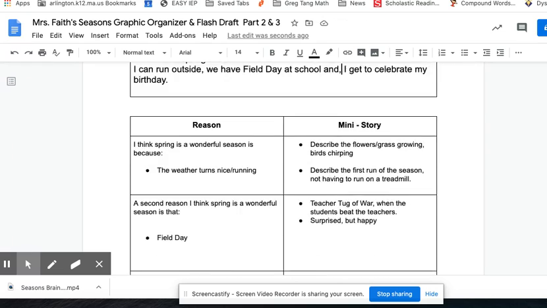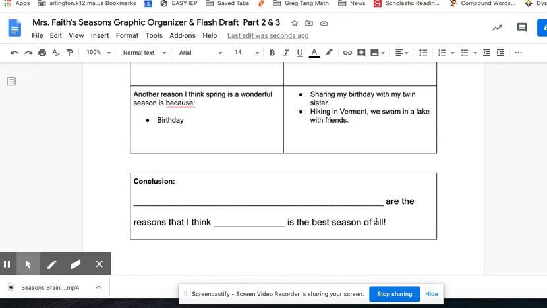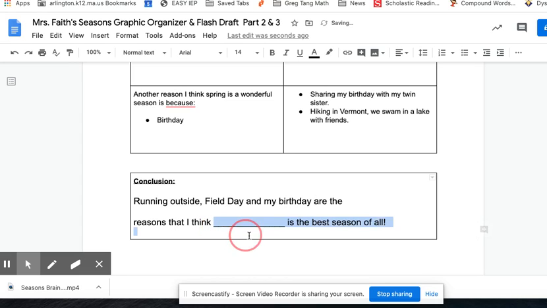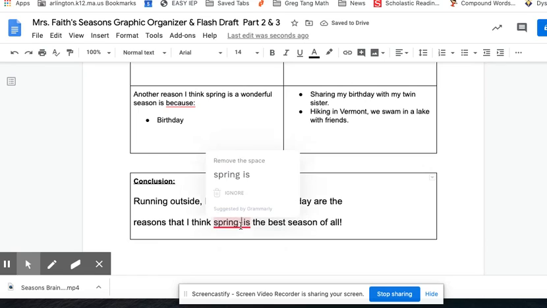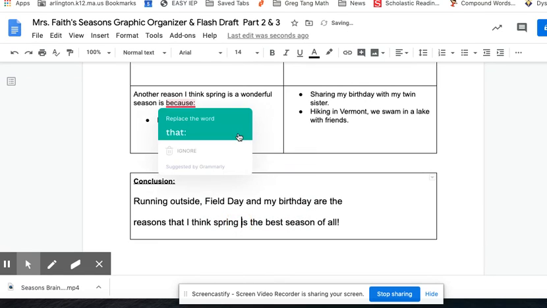Okay, now I'm going to go down and I'm going to fill out my conclusion. So blank are the reasons that I think spring is the best season of all. So running outside, field day, and my birthday are the reasons that I think spring is the best season of all. So that will end up being my conclusion when I'm done with my draft.